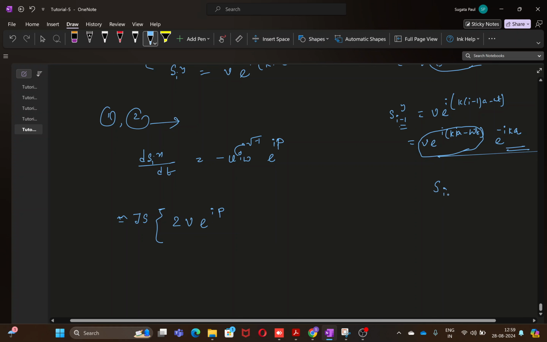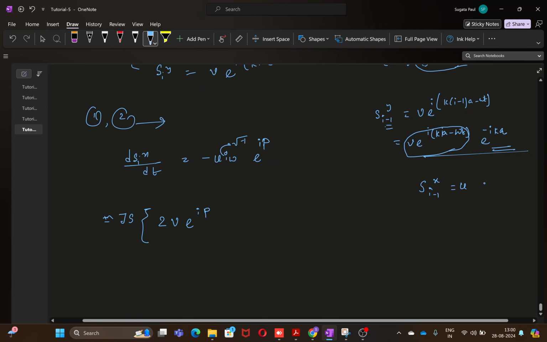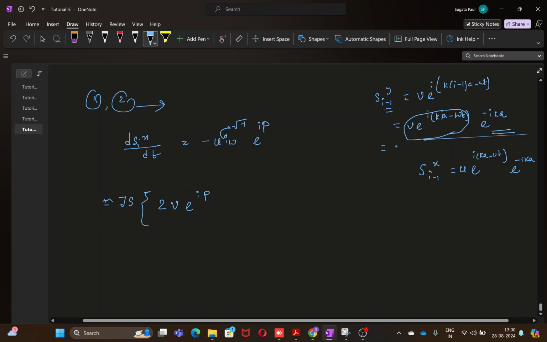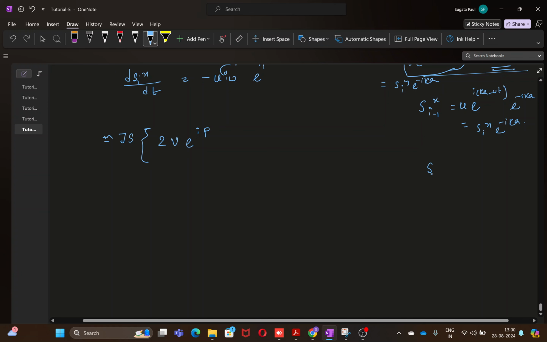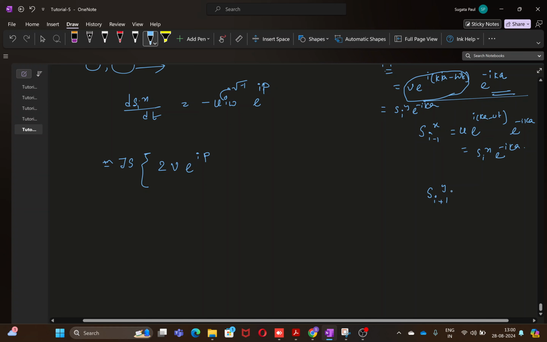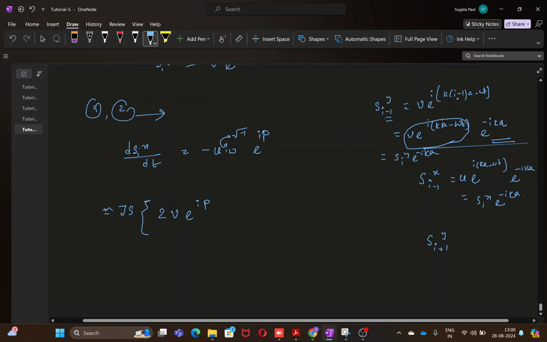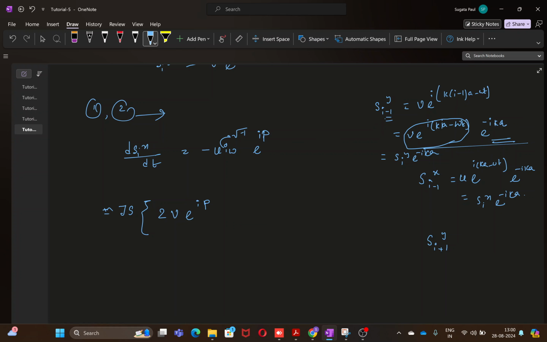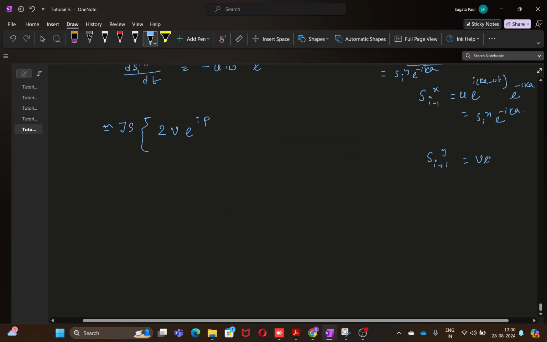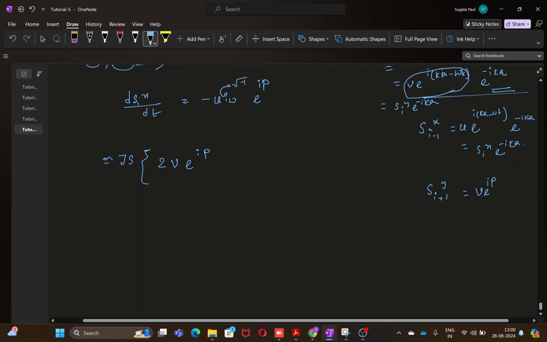Similarly, even for S_(i minus 1)x, you will have u. Just replace the index i with i minus 1, and you will have e to the power of i(kia minus omega t) and e to the power of minus ika. So this is the same as S_iy e to the power of minus ika, and this is the same as S_ix e to the power of minus ika. Similarly, if you choose S_(i plus 1)y, just replace the index i by i plus 1. Instead of minus ika, you will have an extra e to the power of plus ika term, which is v e to the power of ip, and then e to the power of plus ika, which is S_iy e to the power of ika.